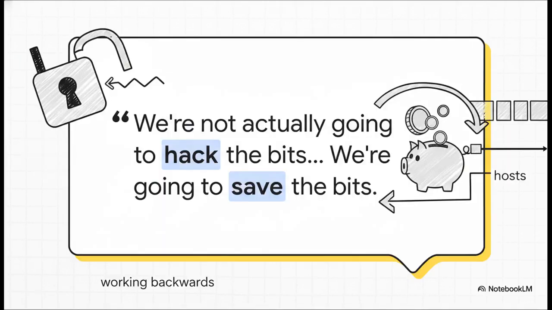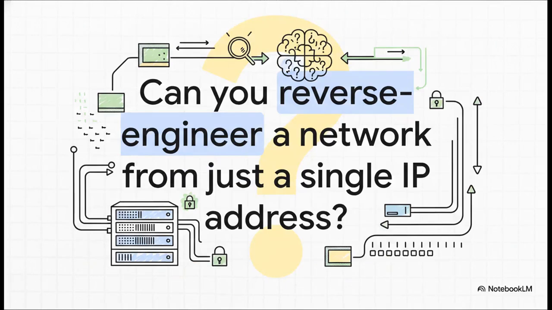Look, if you remember just one thing from all of this, let it be this. The big secret is just flipping how you look at the problem. Instead of borrowing bits from the left for networks, you figure out what you need for your hosts, and you save those bits from the right. That is the entire trick. So you now have a seriously powerful skill in your back pocket. You can build a network based on how many devices it needs.